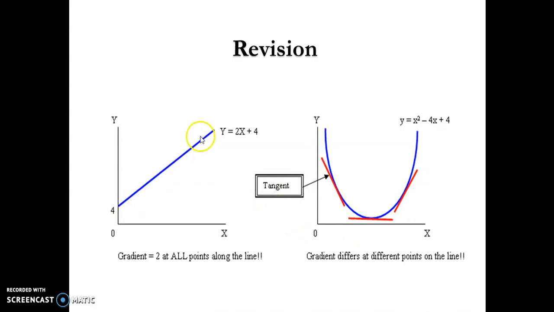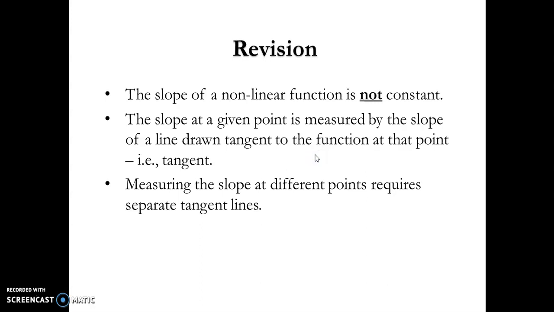So in this figure, we could see the gradient or the slope was constant equal to 2 at all points along the line. However, for a non-linear function, the slope isn't the same at different values of x. So as stated, the slope of this nonlinear function is not constant. Thus, the slope at a given point is measured by the slope of a line drawn tangent to the function at that point. So you saw in the previous figure, there were 3 different tangent lines drawn at different points.